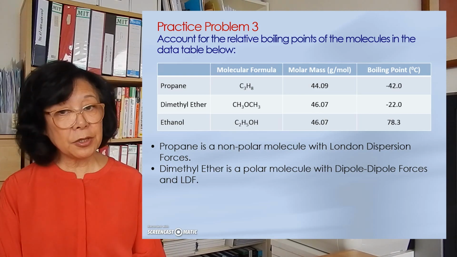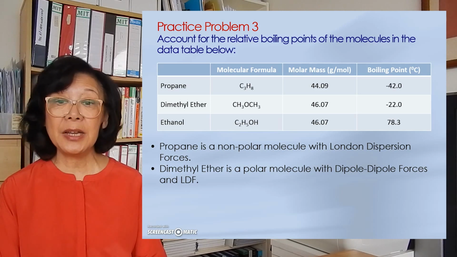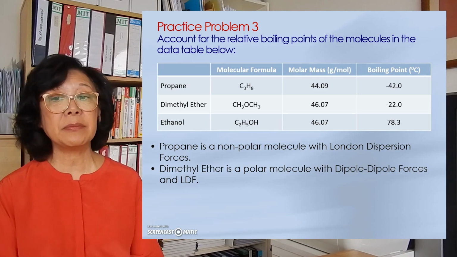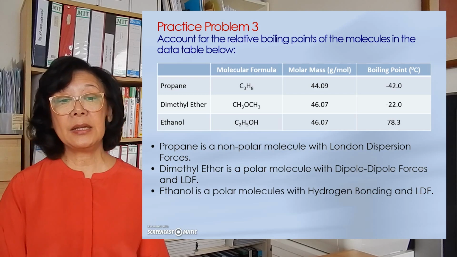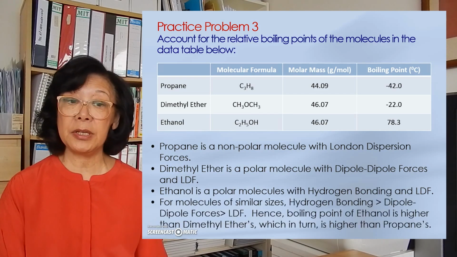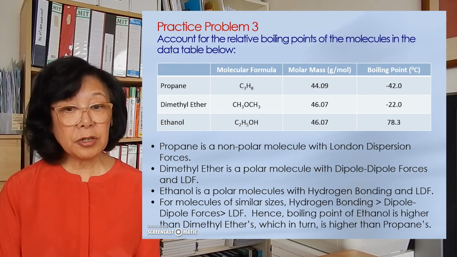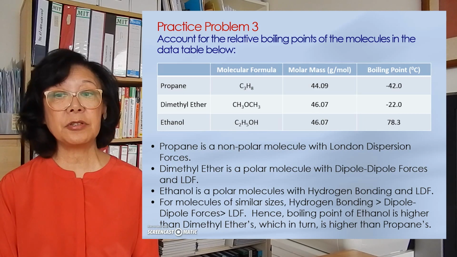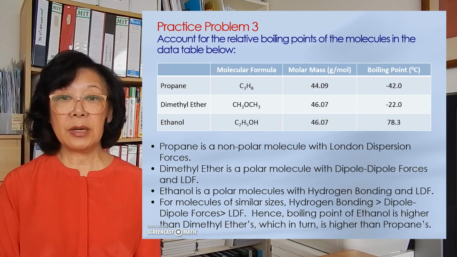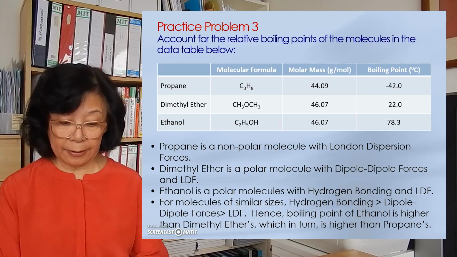Now dimethyl ether is a polar molecule with dipole-dipole forces and LDF, therefore it would have a medium boiling point. And then ethanol is a polar molecule with hydrogen bonding and LDF, and it makes sense that it would have the highest boiling point. The stronger the intermolecular force, the higher the boiling point, and hydrogen bonding is stronger than dipole-dipole force, which is stronger than the LDF.